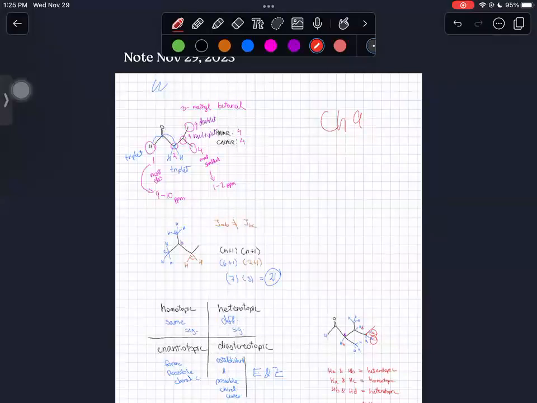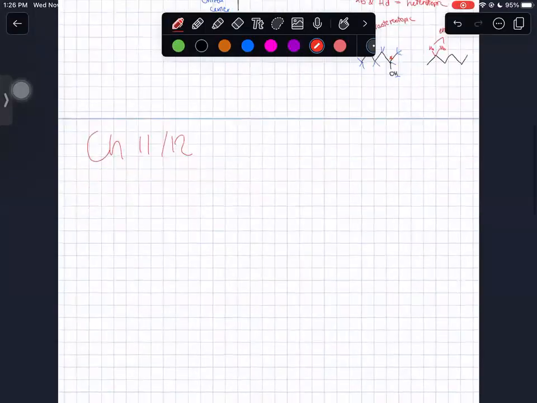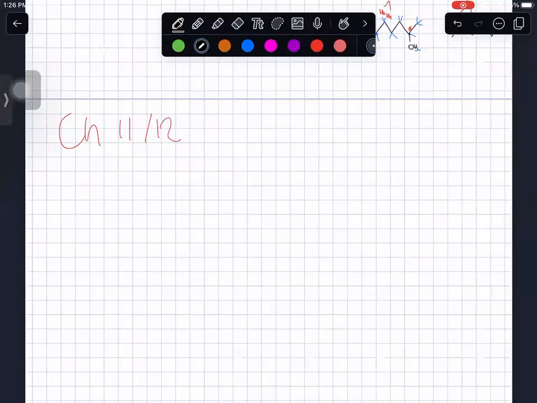Everyone says 11 and 12. Does everyone agree? Wasn't that SN? We don't remember 11 and 12? Okay, let's start reviewing 11 and 12. What was 10? Radicals, but that's from Orgo 1, so you don't have to worry about it. We're just skipping that one.